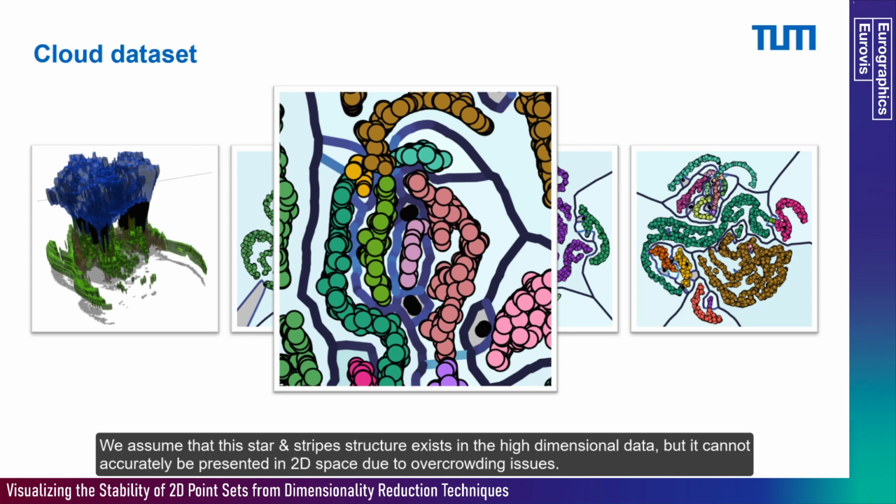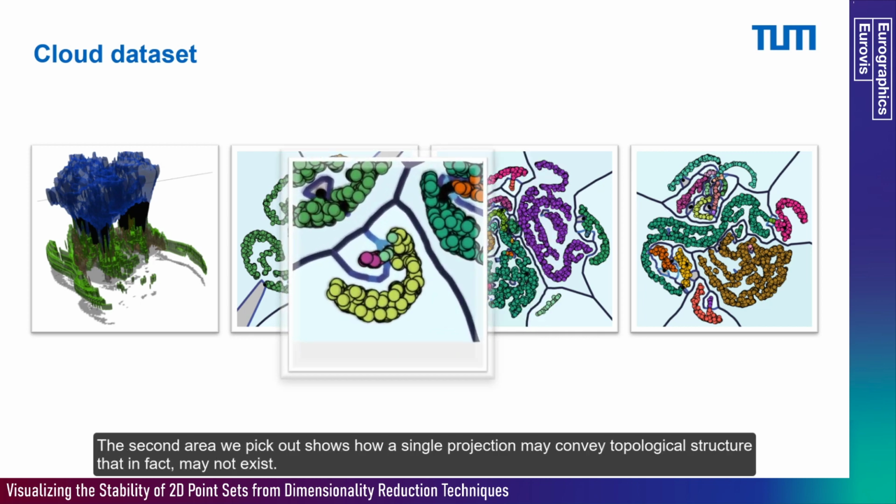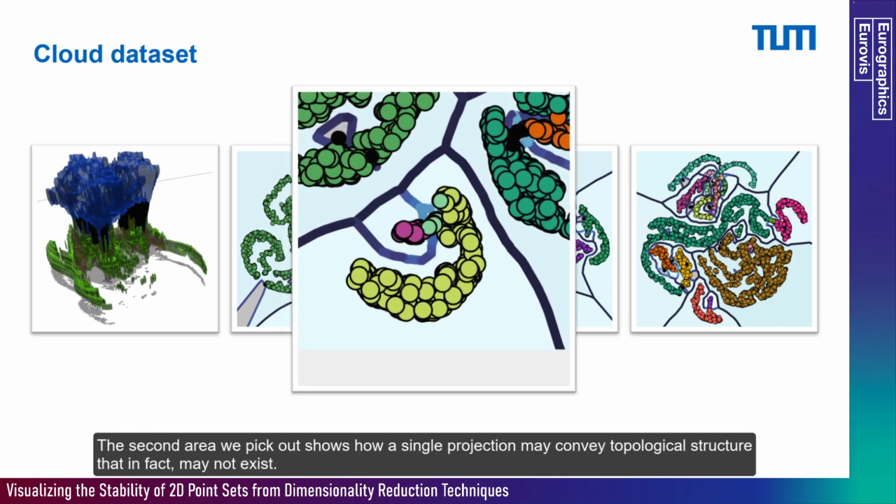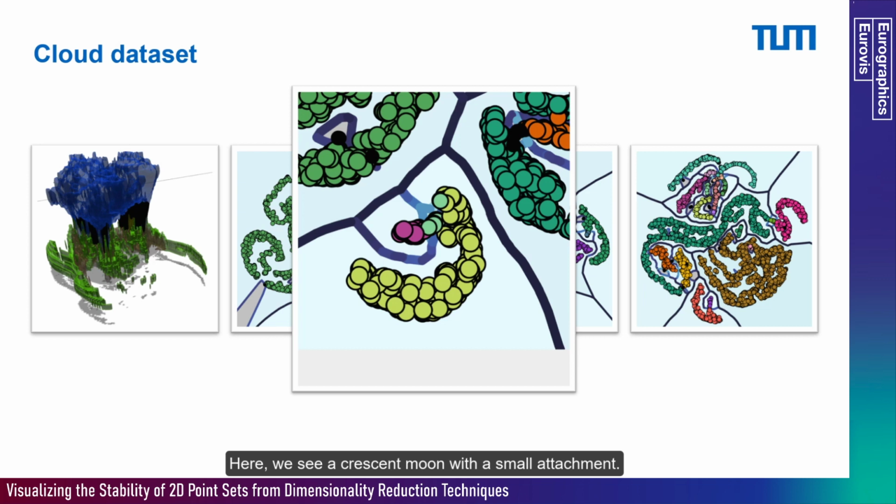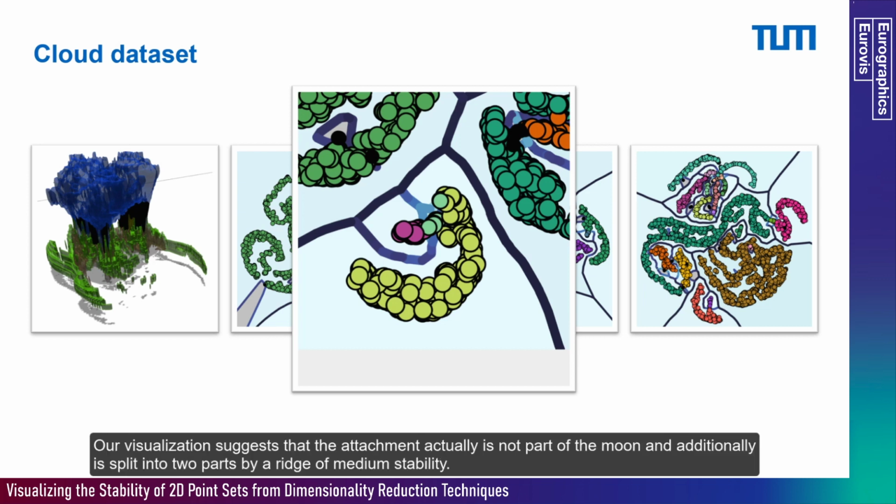We assume that this star and stripes structure exists in the high-dimensional data, but it cannot accurately be presented in 2D space due to overcrowding issues. The second area we pick out shows how a single projection may convey topological structure that in fact may not exist. Here, we see a crescent moon with a small attachment. Our visualization suggests that the attachment actually is not part of the moon and additionally is split into 2 parts by a ridge of medium stability.